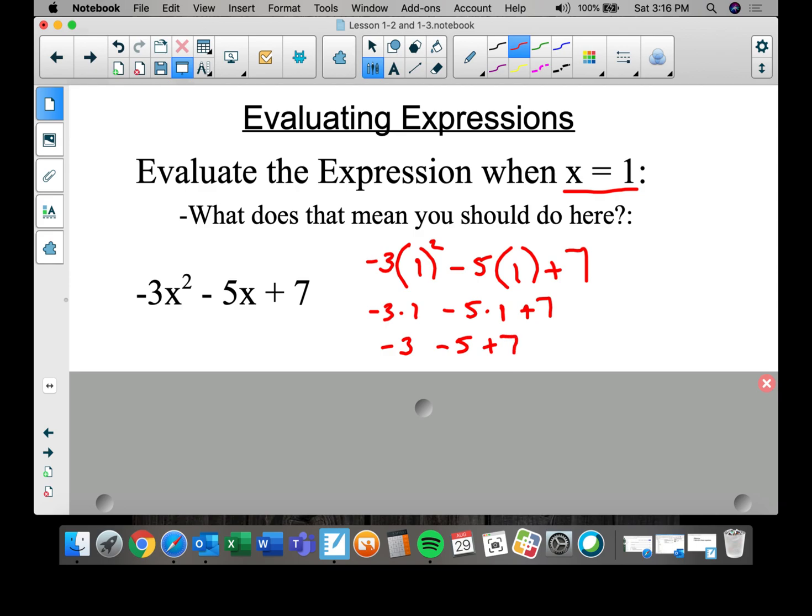And now we combine our like terms, basically. We add or subtract at this point. So negative 3 minus 5 gives me a negative 8. Negative 8 plus 7 gives me a negative 1. And there's our final answer. So when we plugged 1 in, when I'm evaluating when x equals 1, I got negative 1 out as an answer. So x equals 1 is kind of my input. Negative 1 is the output. It's kind of like an x and a y, if you will.